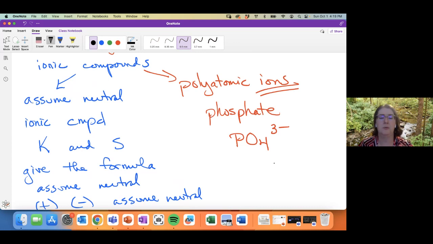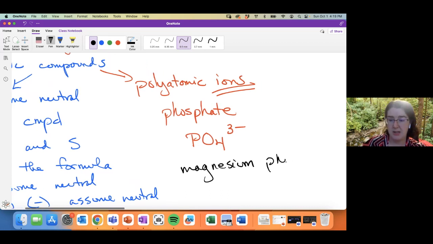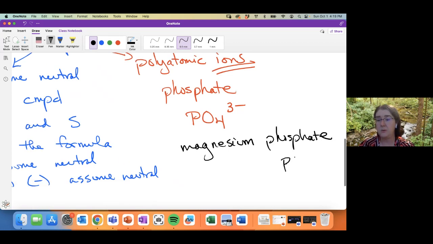But if this was paired up with some other metal, you would still assume that the compound overall would be neutral. For example, if we had magnesium phosphate, I drew phosphate here, I would assume that this is neutral. The phosphate part has a charge because I have my polyatomic ions all memorized. When they say phosphate, that means PO4 3-.